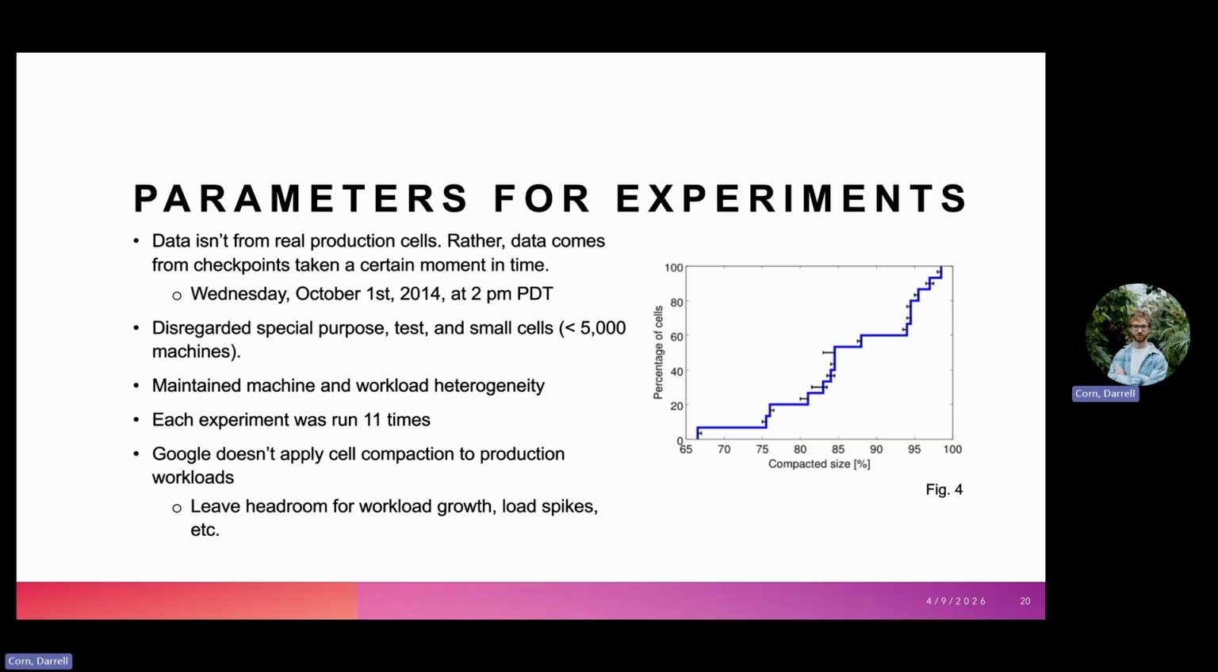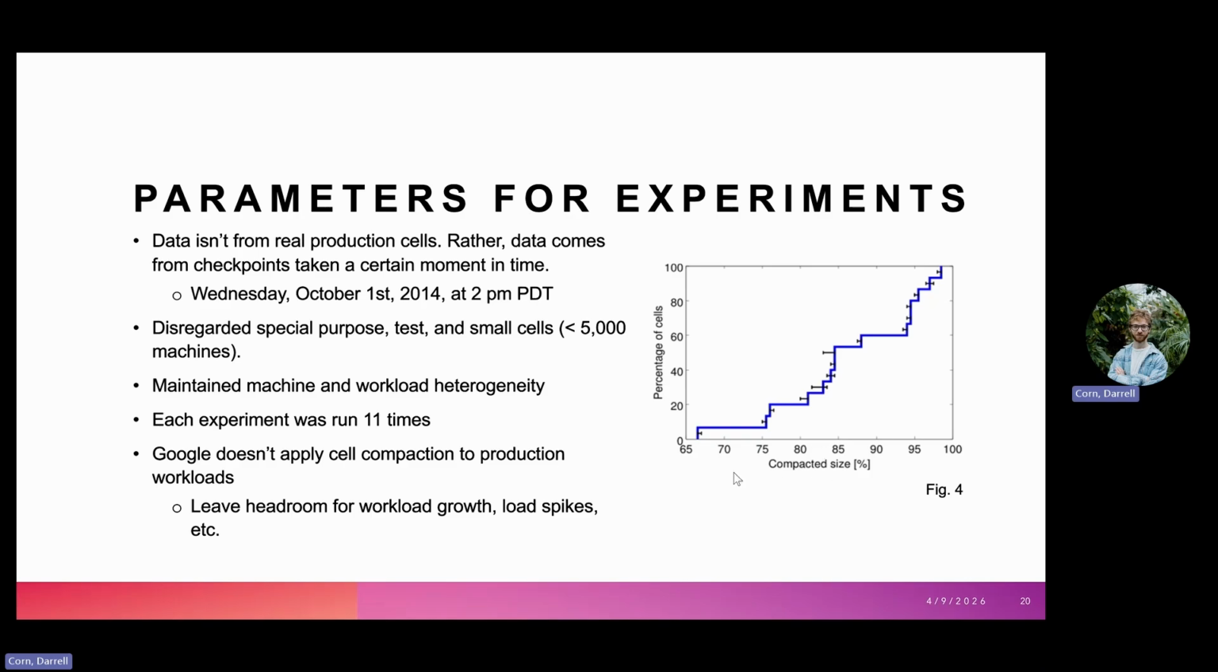Lastly, although cell compaction was used to measure performance, Google doesn't actually use it in their production workloads, and for a few good reasons. They want to leave a bit of wiggle room for workload growth and load spikes and other reasons. So while it's a good way to measure Borg, these metrics aren't entirely representative of how Google's production cells actually function. And figure 4 here shows just how much compaction the authors achieved for their experiments.